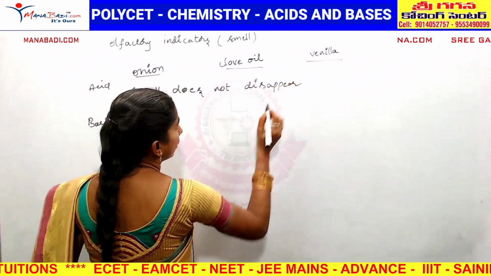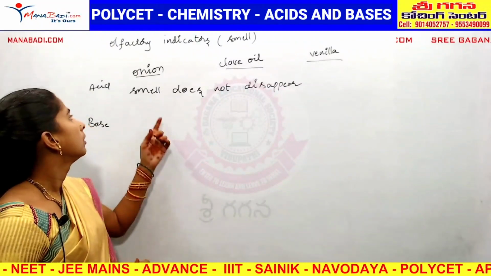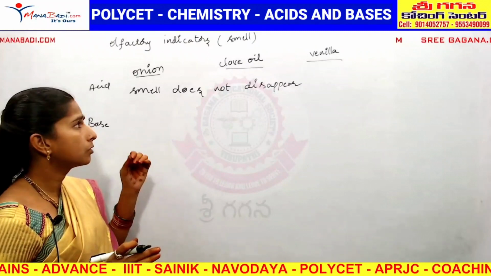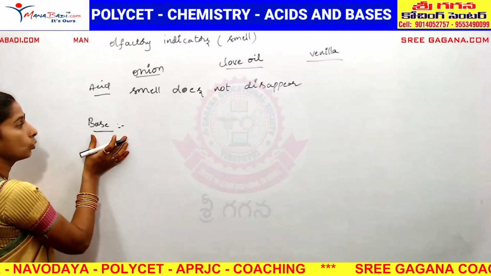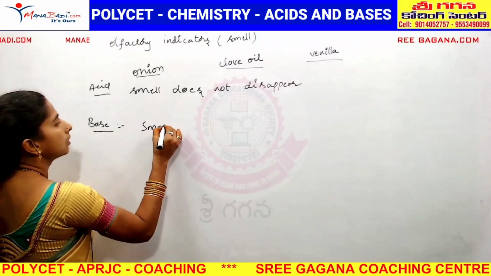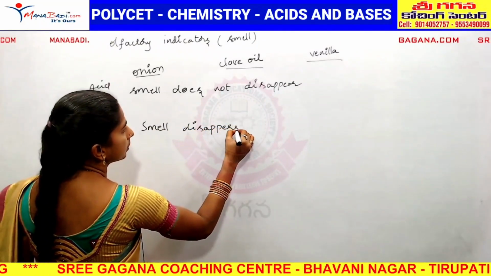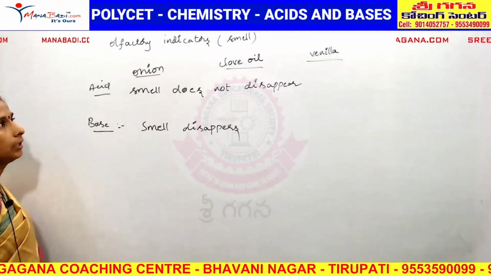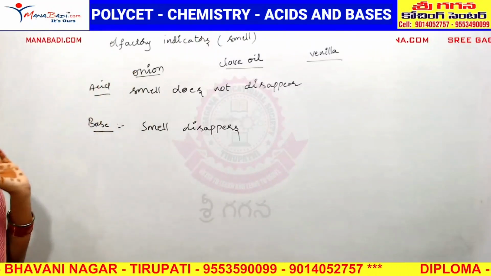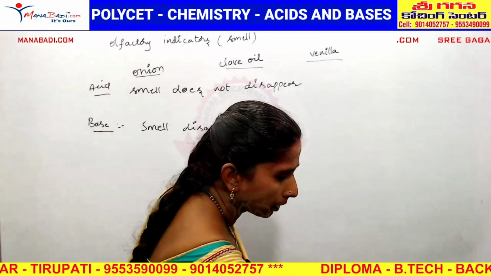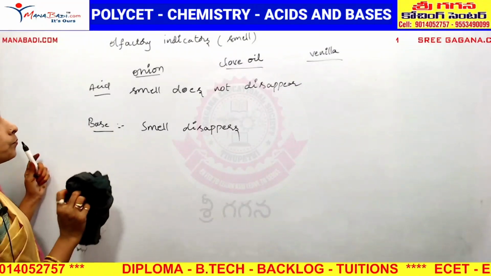If you want to check, take onion and rub it on your hands and wash it with milk. That smell will remain, means there is no disappearance of its smell. With base, if you wash it with soap, the smell disappears. So then we can find out whether it is acid or base. These three have a good smell. If the smell does not disappear, that is acid. If the smell disappears, that is base.